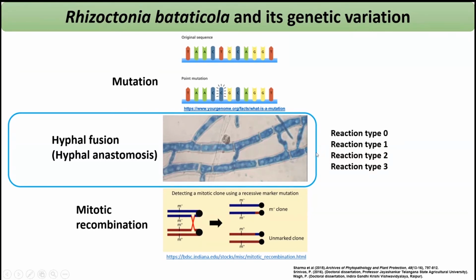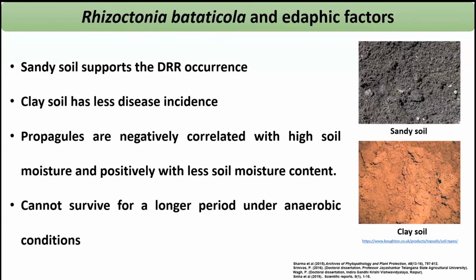In this hyphal fusion, there are 4 types of reactions. Here, the exchange of nuclei is seen between 2 different Rhizoctonia bradicola. The reaction type 0 shows no compatibility between 2 different isolates, and reaction type 3 indicates a complete compatibility between 2 bradicola isolates. Next, bradicola and edaphic factors.